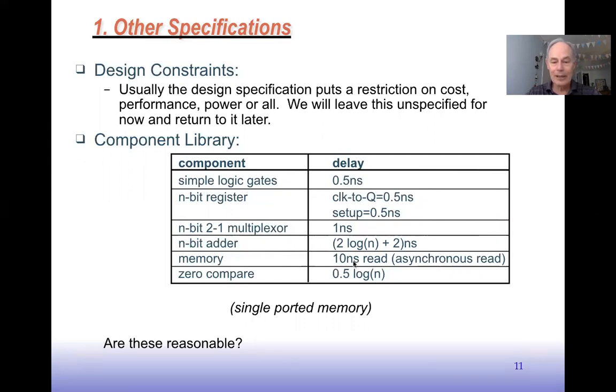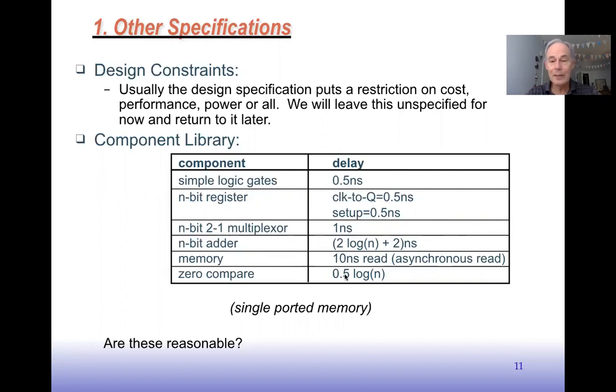We're going to have a memory block which will have a 10 nanosecond read, and that'll be an asynchronous read. We're not going to worry about the write in this problem. We'll just assume that the linked list is already stored in the memory and some other circuit is doing the writing. And then a 0 compare block, which I claim would be something like 0.5 times log base 2 of n, because we would have approximately log of n gate delays, and each gate delay is 0.5. Okay, so I think these are reasonable numbers.